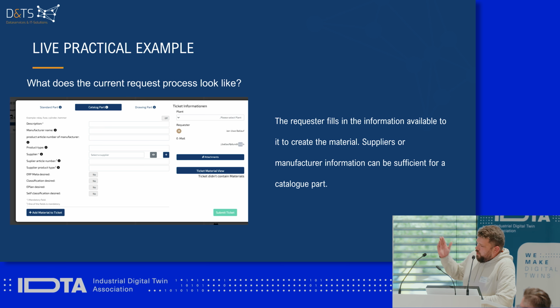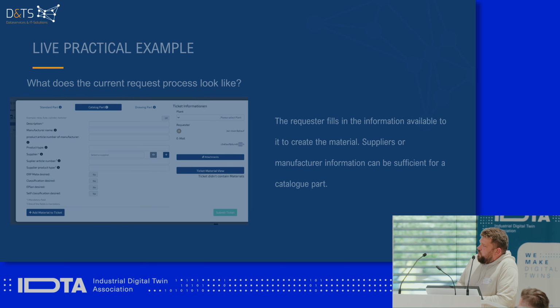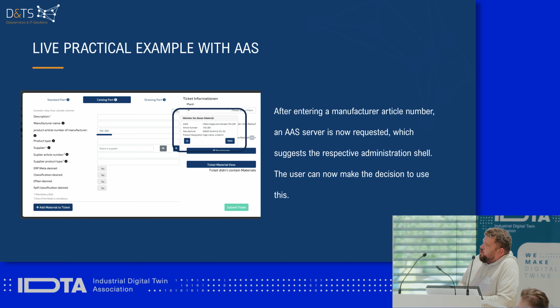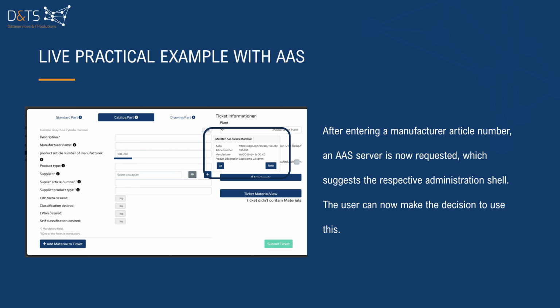In the new process, after the slide, here we see the front end of the ticket system. We have 3 different categories: standard parts, catalog parts, and drawing parts. Our focus today is the catalog part. The requester needs to give us a description and can enter a manufacturer article number or supplier article number. In the new process, the manufacturer also gives us the information, but in the background we search with this information directly in the AAS server.